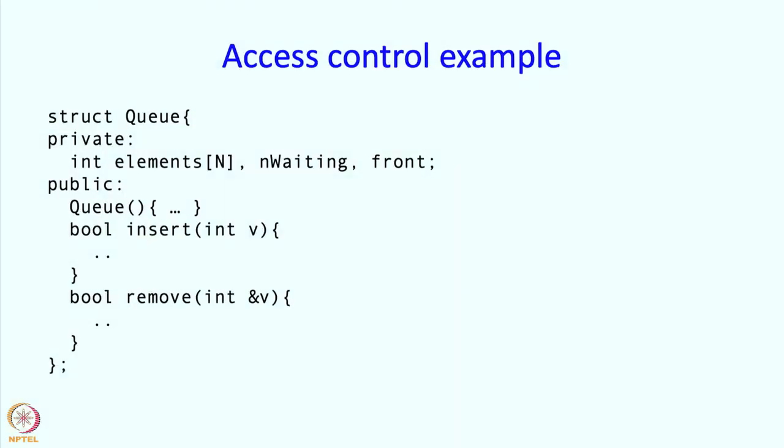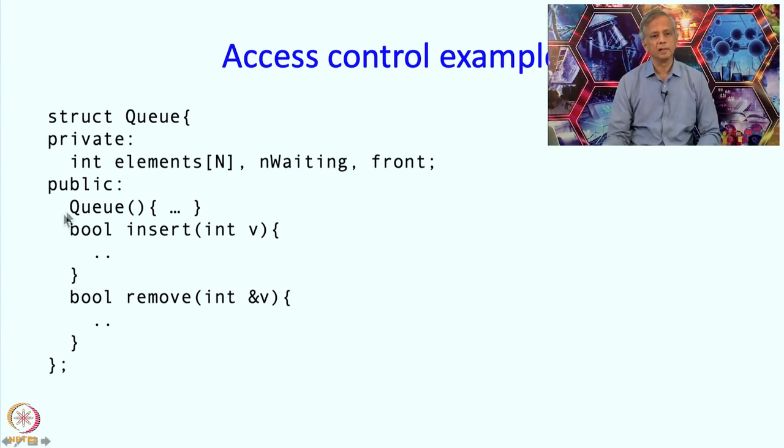So here is a simple example. We have this struct Q, and what we are saying over here is these are private. To declare these to be private, we just have to put private colon before. This is the so-called access specifier. And then the rest of these, the constructor and the two member functions, are public. So we have put this access specifier public colon before it.